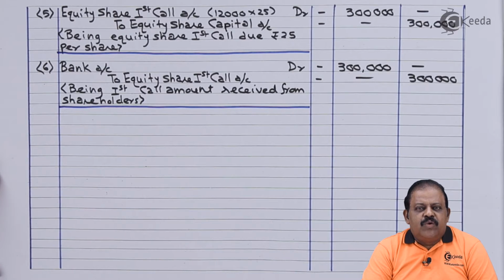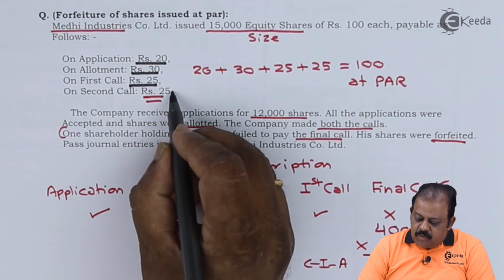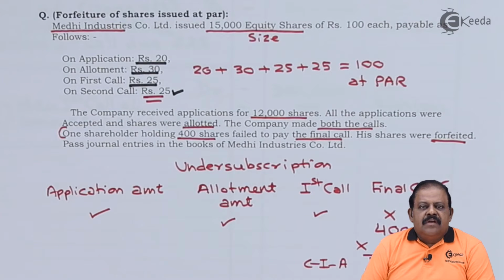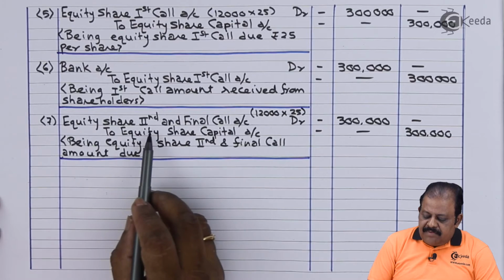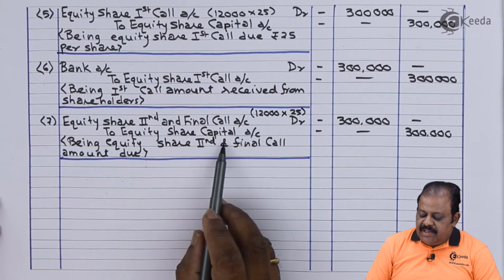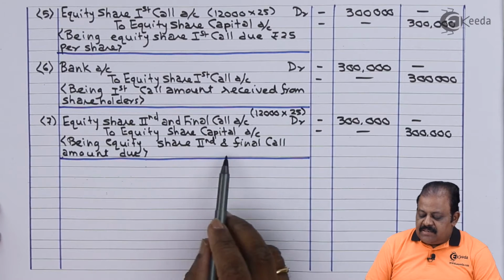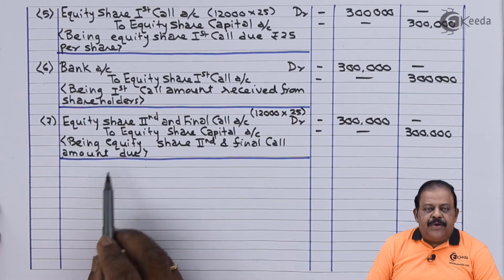Let us proceed to the final call. Final call amount is rupees 25. The company demands second and final call from all the shareholders and records an entry for final call amount due. Equity share second and final call account debit 3 lakhs to equity share capital account 3 lakhs, being equity share second and final call amount due.